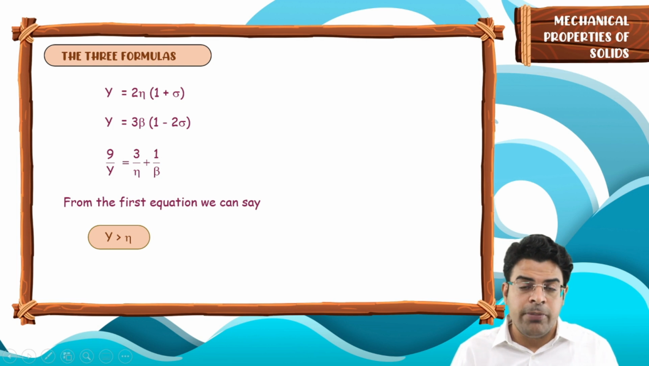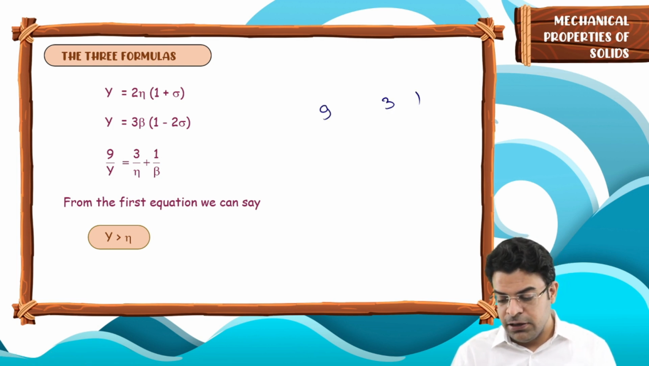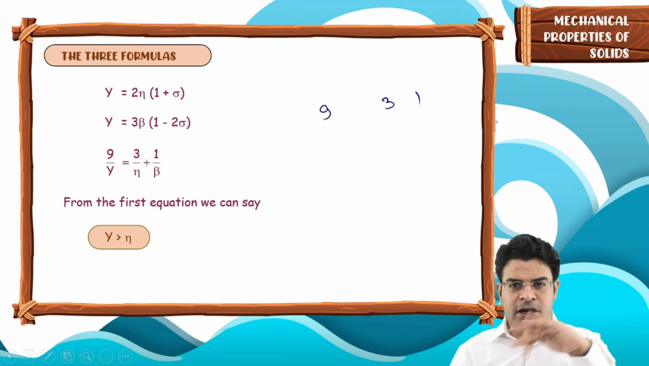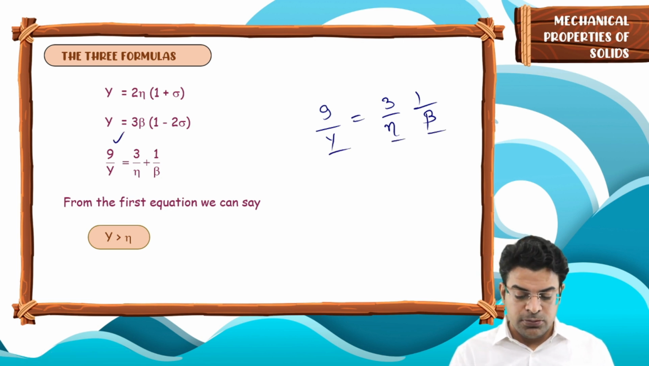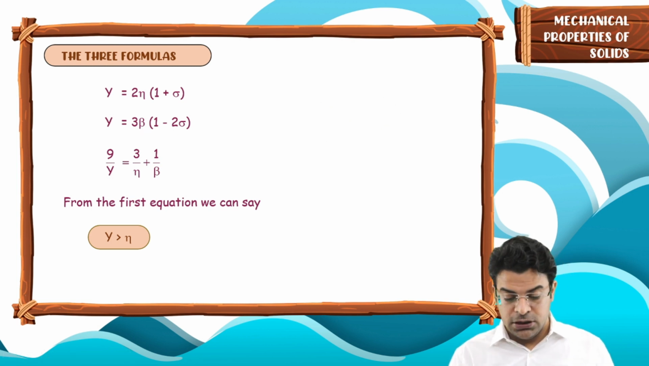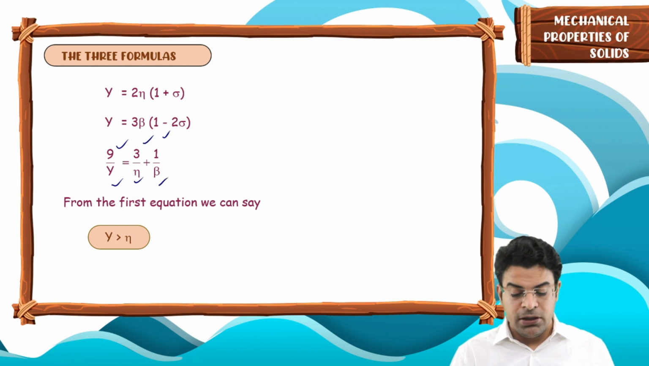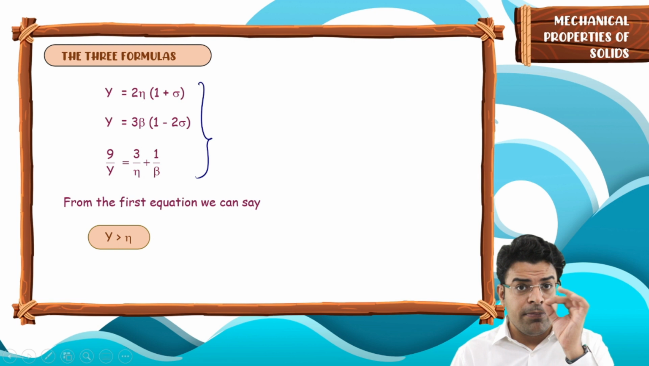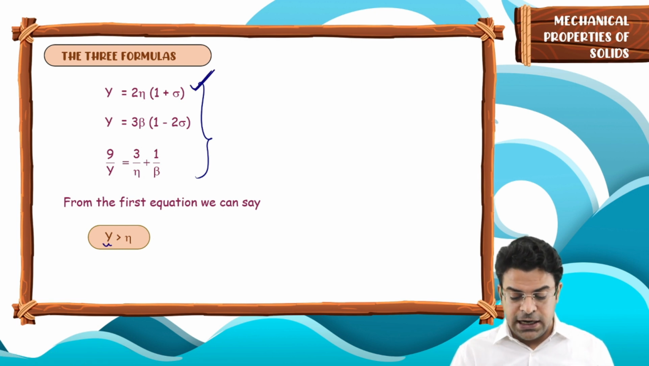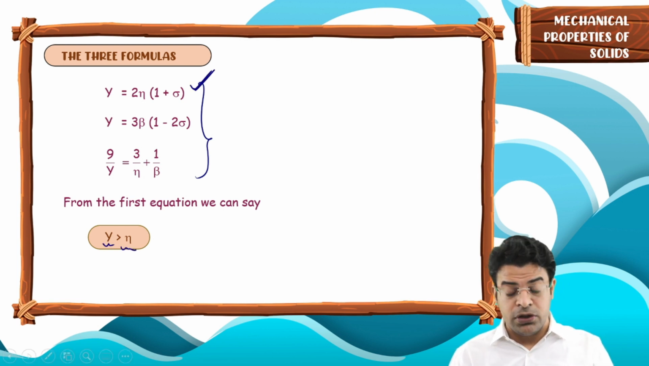The third one I memorized as 9, 3, 1. 9 divided by 3, 3 divided by 1. So 9 by Young's modulus equals 3 by modulus of rigidity plus 1 by the bulk modulus. 9, 3, 1. So I recommend you remember all 3 simultaneously. And from the first equation, we can say that the magnitude of Young's modulus has to be more than the magnitude of modulus of rigidity.